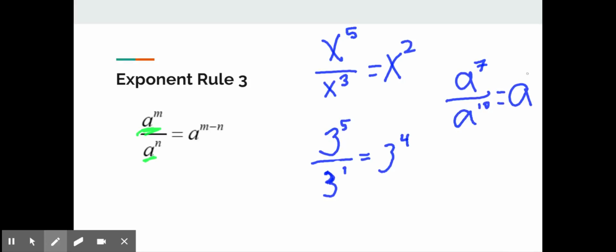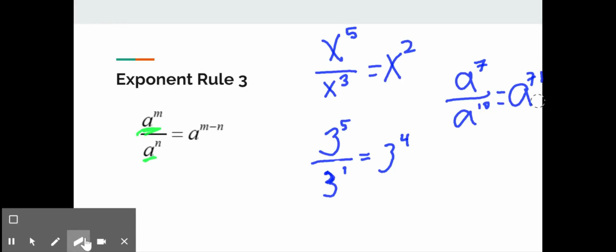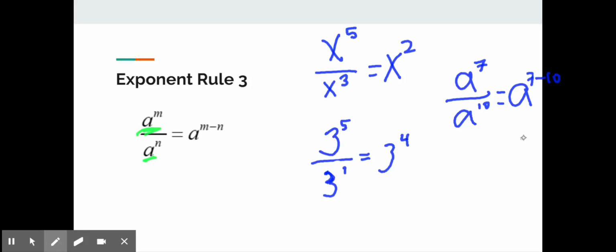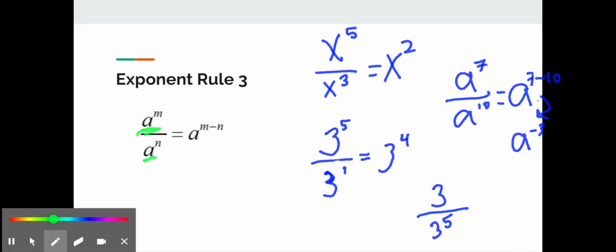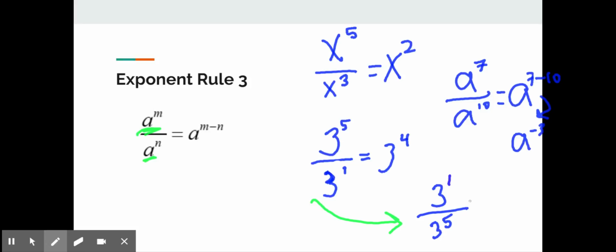We're still going to say a to the 7 minus 10, and we can get a negative exponent. You're going to learn in a future rule what happens when you have a negative exponent, but it's okay if that happens. So again, if I had 3 divided by 3 to the 5th power, which is what this previous one was, I just made it become the reciprocal. If it doesn't have an exponent, it assumes an automatic exponent of 1. We're still going to subtract our exponents from each other, and it's going to get a 3 to the negative 4th power, and that's okay.